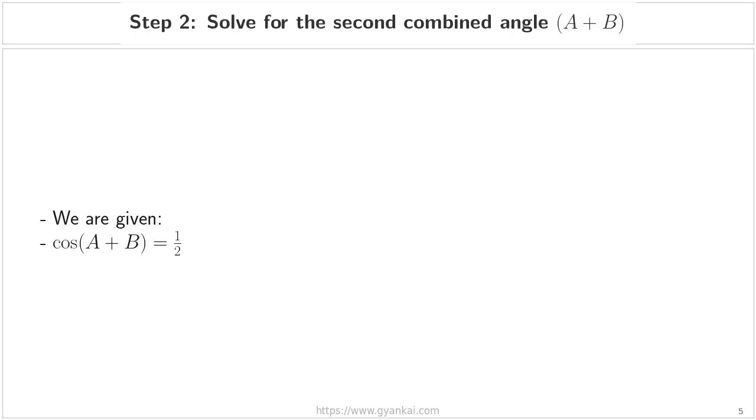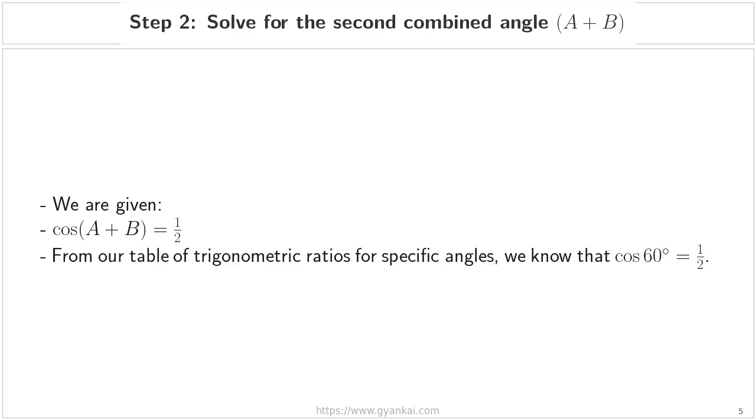Step 2. Solve for the second combined angle, A plus B. Now that we have successfully found our first equation in the previous step, let's move on to step 2, where we solve for the second combined angle. Looking at our problem statement, we are given that the cosine of A plus B equals 1/2.